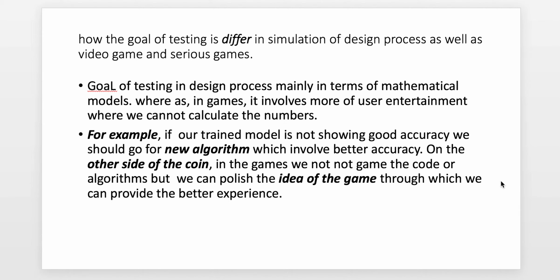Now let us see the points where the goal of testing differs in simulation and games. The goal of testing in the design process mainly involves mathematical models, whereas in games it involves more of user entertainment, which we cannot calculate in numbers. For example, if our trained model is showing good accuracy, we should go for a new algorithm which gives better accuracy. On the other side of the coin, in games we cannot change the game code or algorithms, but we can polish the idea of the game so that we can provide a better user experience or better entertainment. Thank you.